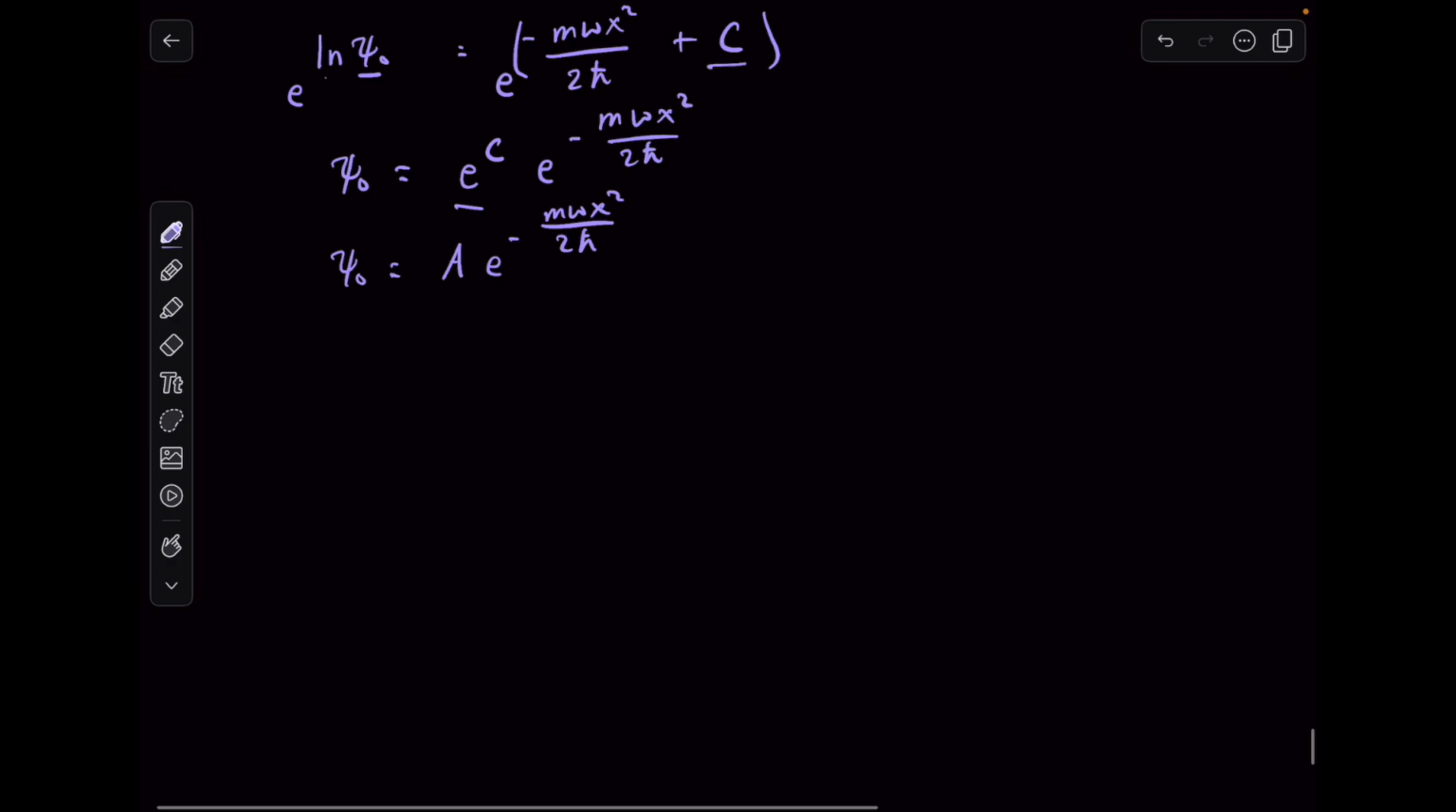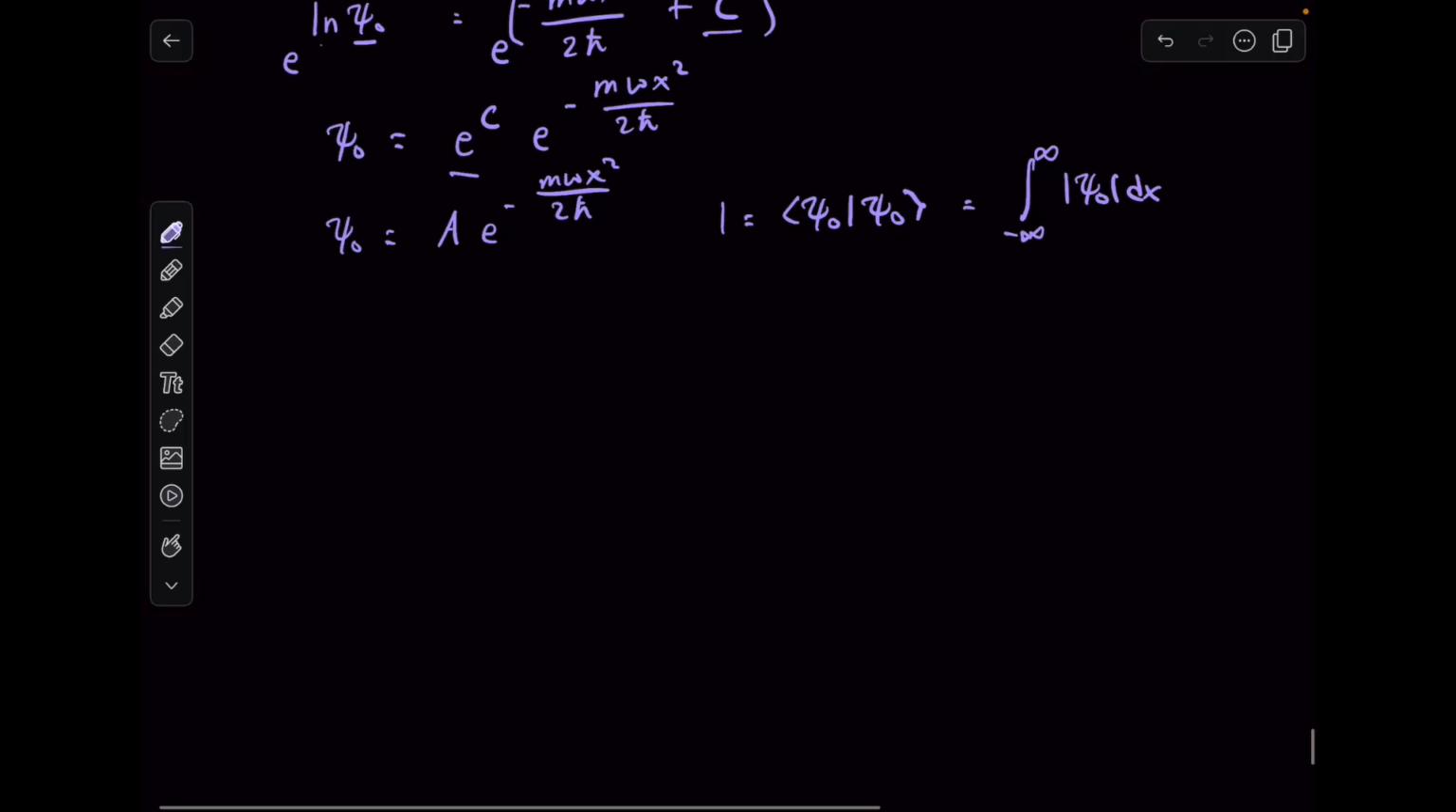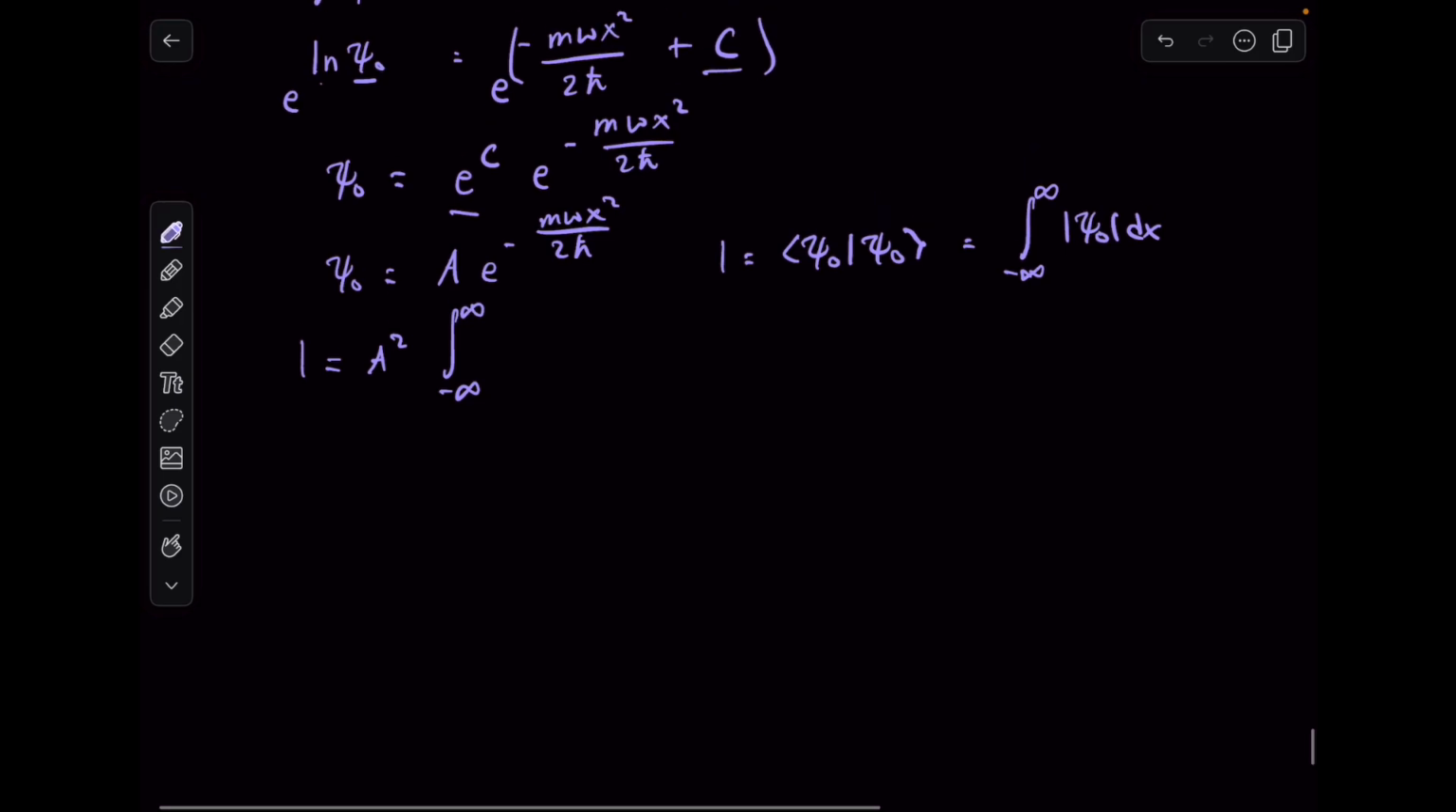So now what's left is we have to normalize this ground state. We know that the inner product of the ground state with itself should be equal to 1, because this is equal to the probability density of our state integrated over all of x. And anytime you take a sum of the probability density like that over your entire space, you should get back 1. Let's do that. We have 1 is equal to our normalization squared times this integral.